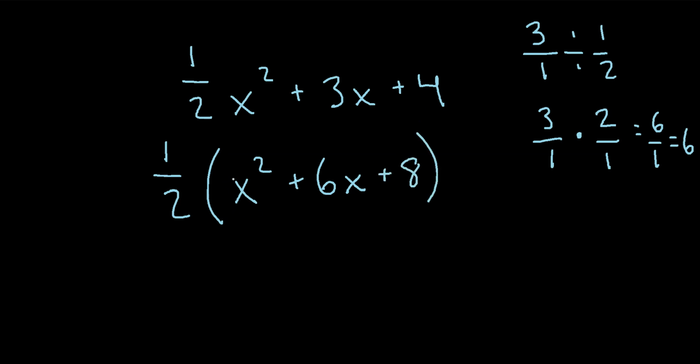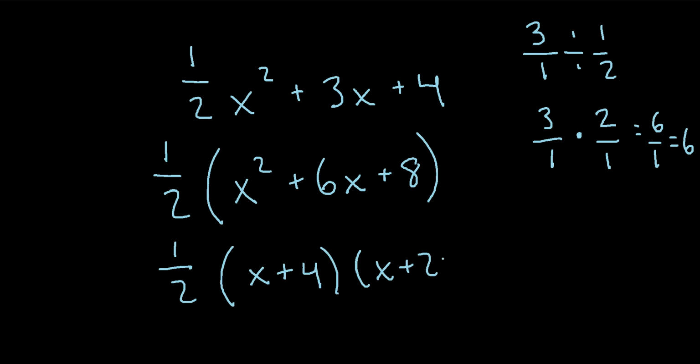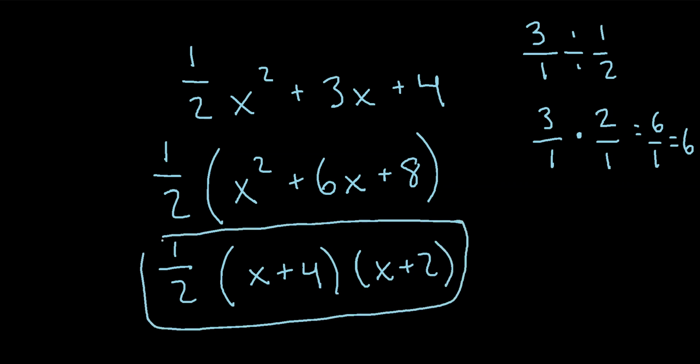So now that this leading coefficient right here is a 1, we can factor this expression in the parentheses. So we get 1/2 times, now remember when we factor, we want to think of what values multiply to 8 but add to 6. So that would be 4 and 2. So we could rewrite this as x plus 4 and x plus 2. So this is our final answer. This is how we can factor the original expression.